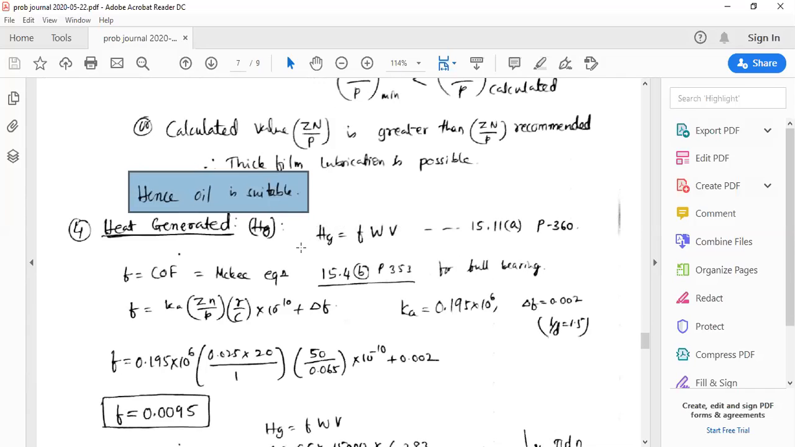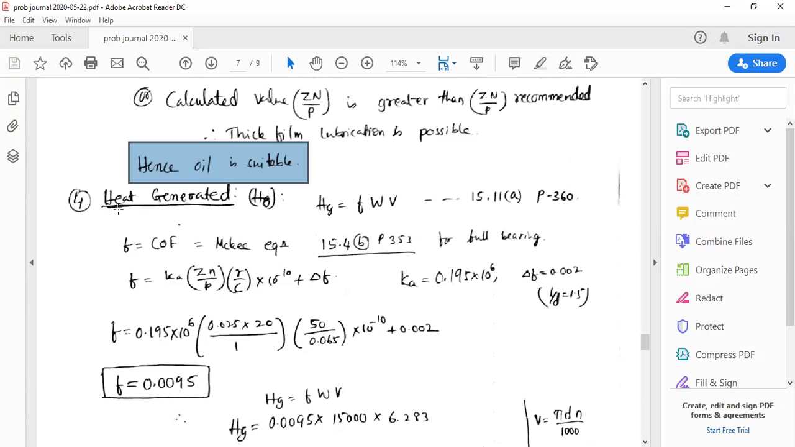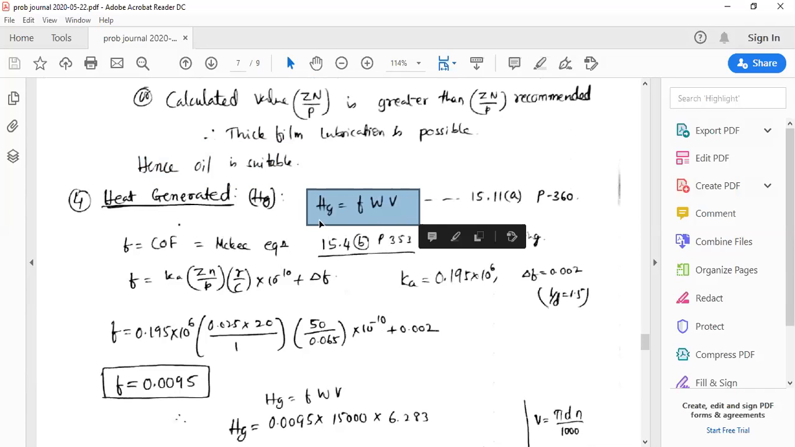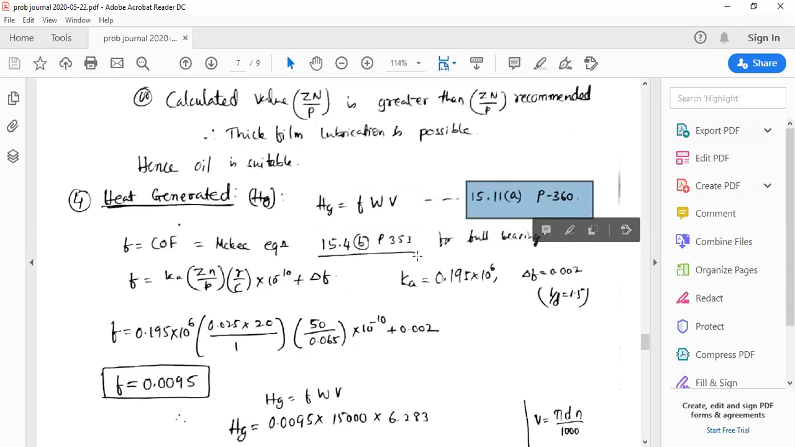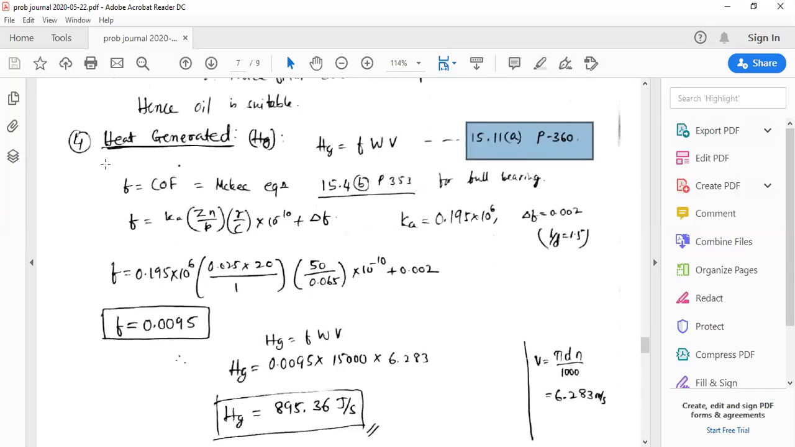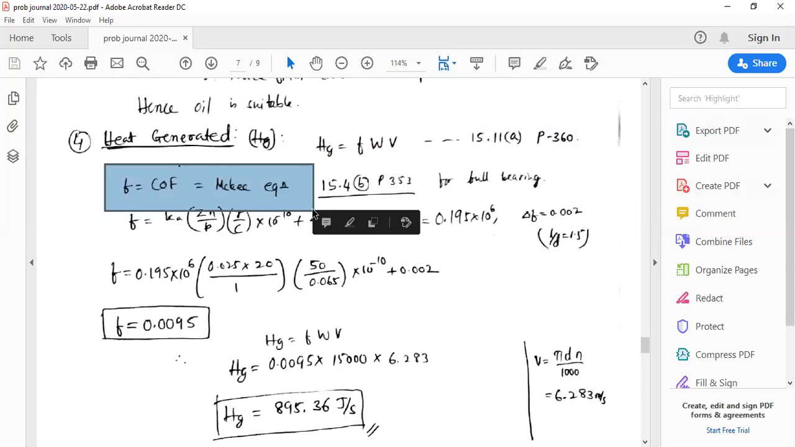Oil SE30 with an absolute viscosity of 0.025 Newton second per meter square is suitable. And then we have to proceed with the heat generated calculation. So heat generated is given by F into W into V, which is given in equation number 15.11a, page number 360. And F is the coefficient of friction.